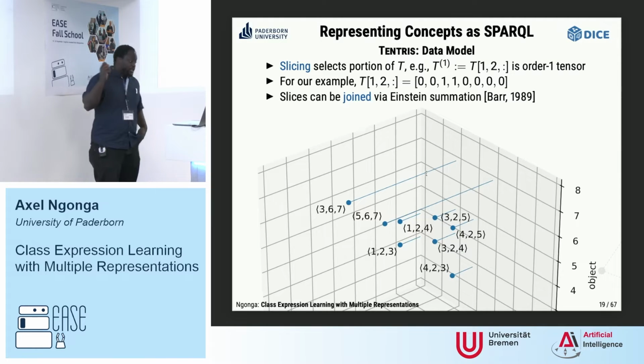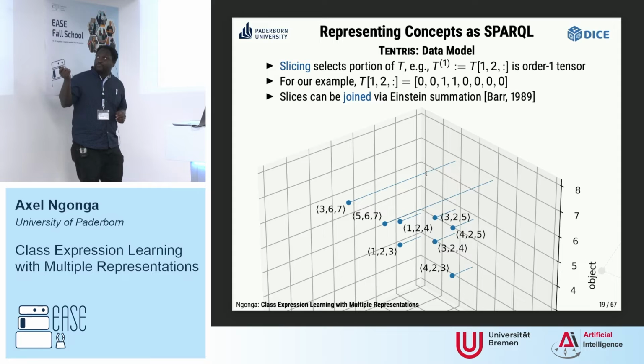Okay. Now, once I have represented things this way, I can actually define a join on a tensor.